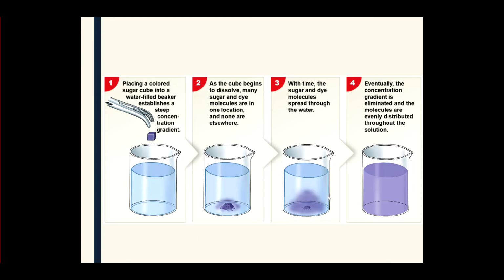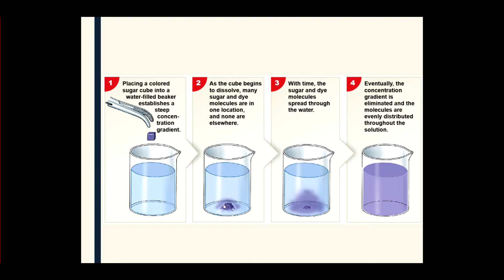So here's an example from our book where we see a beaker of water. And notice there's nothing in the water, it's pure water. So what they do here is they place a colored sugar cube, maybe with some type of food dye, and they drop it into the water. And that's going to establish a steep concentration gradient. So what do they mean by that? So in the cube, this is where all the sugar is, right? So that's going to be the high concentration. What's in the water right now is no sugar, right? So that's going to create a concentration gradient from high to low.